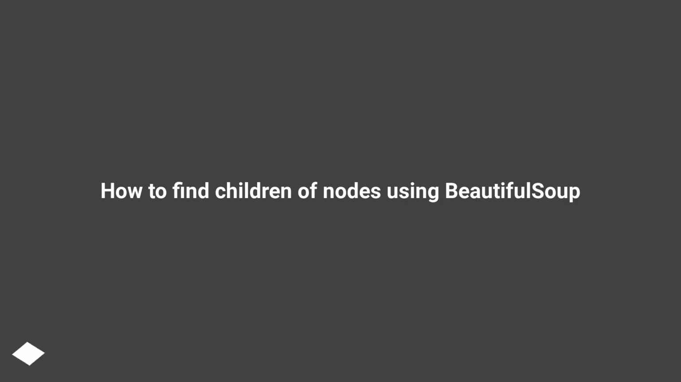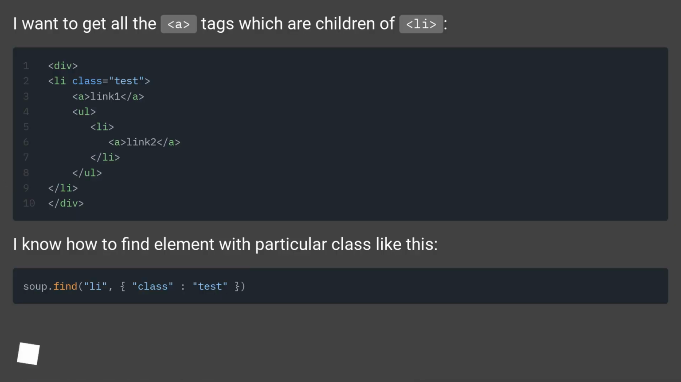How to find children of nodes using BeautifulSoup. I want to get all the A tags which are children of Lee. I know how to find element with particular class like this.